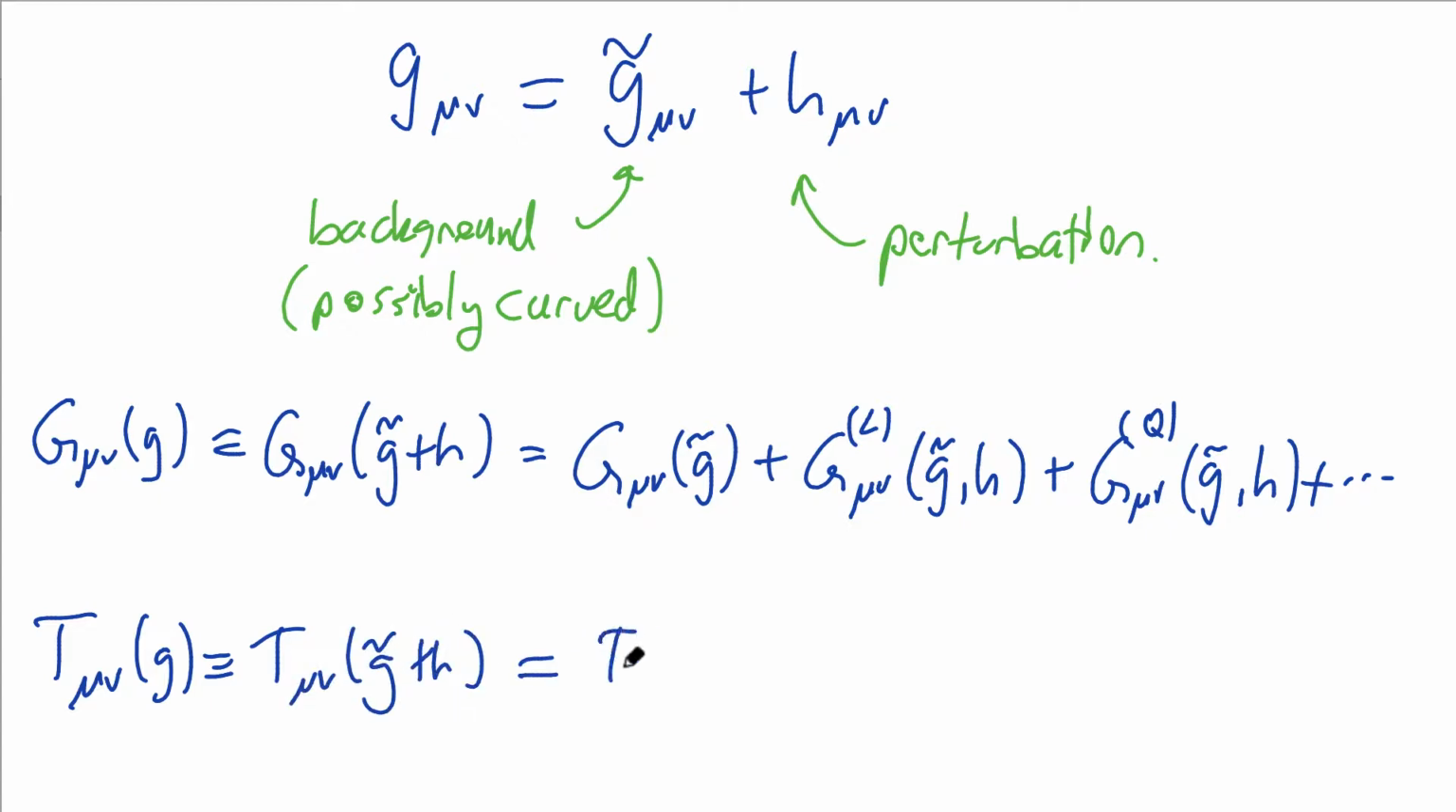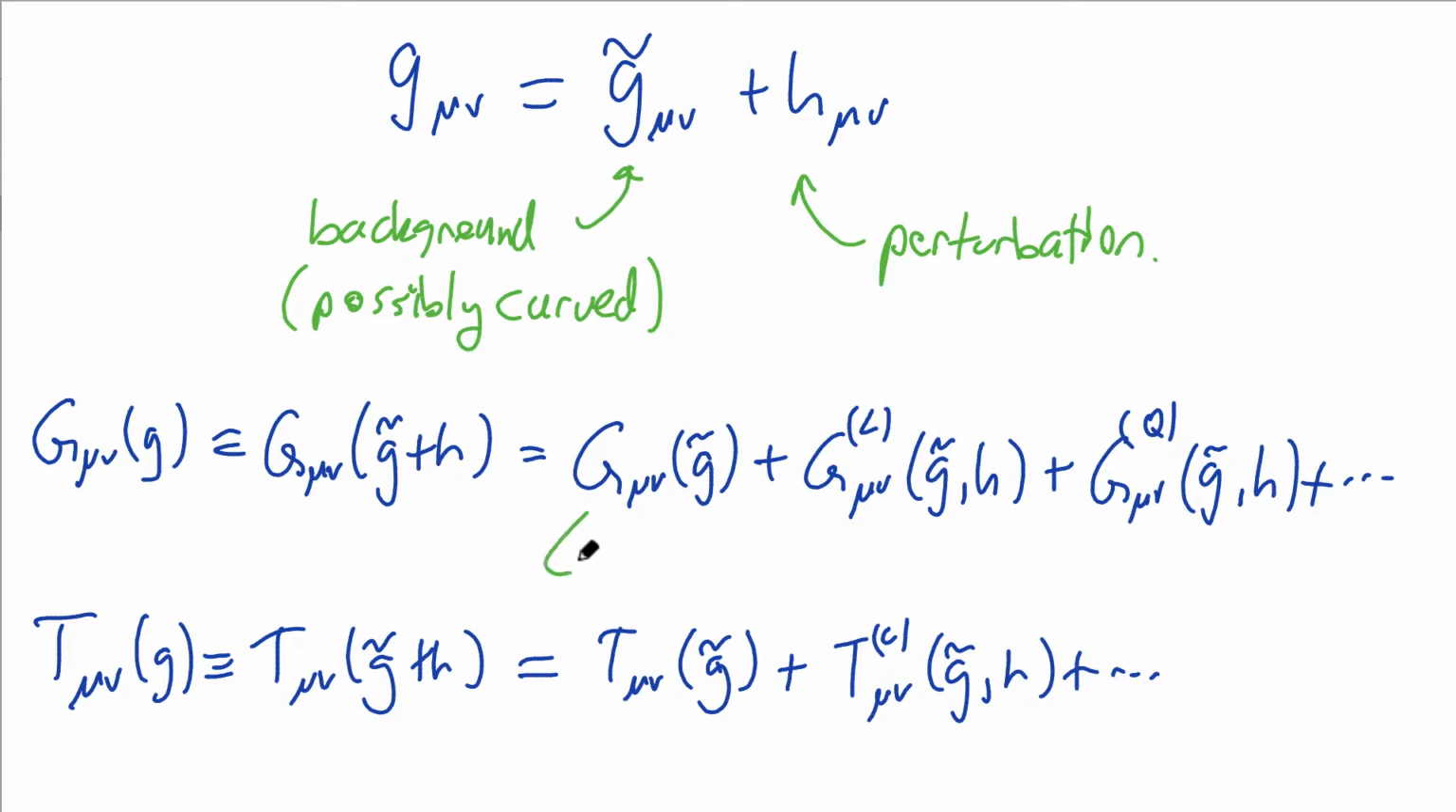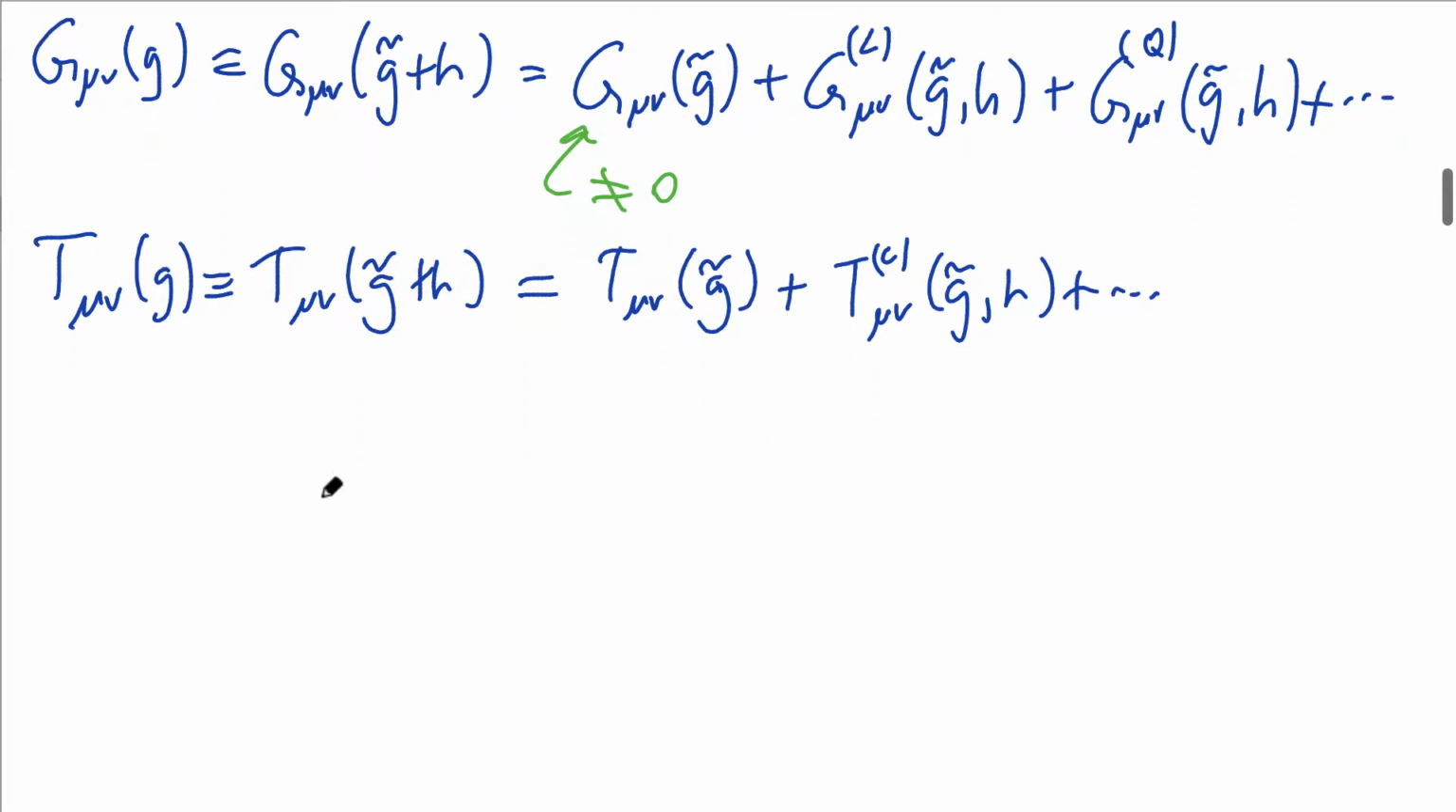So this is T mu nu of the background metric plus linear terms and so forth. Of course, one immediate difference we have between this case and the case in which the background metric was flat is that this leading order term in the Einstein tensor is not necessarily zero. Let's go ahead and write out the Einstein equations.